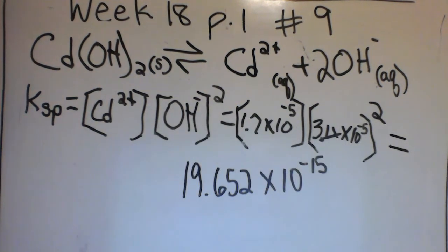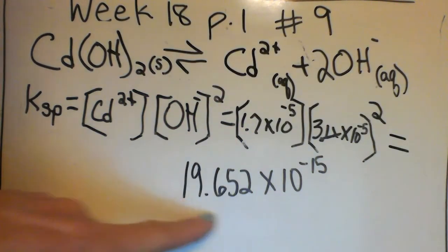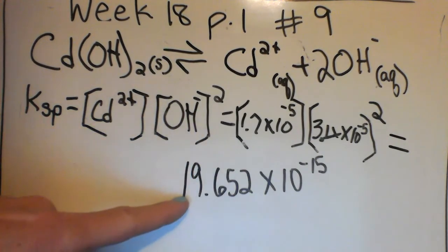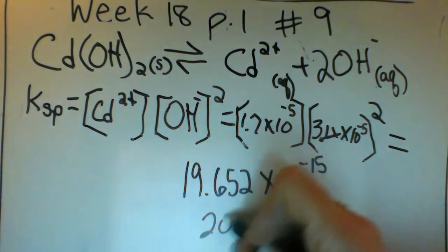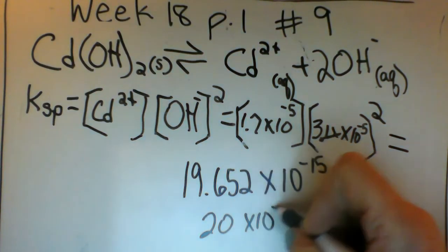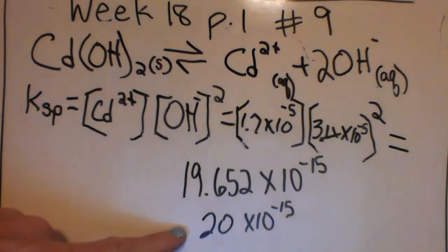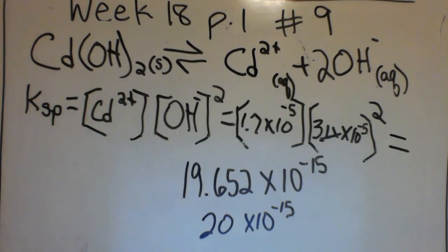19.652. Now when we look back in the problem, we see that the numbers we're given here have 2 significant digits. So we're going to take this to 2 significant digits, and that will cause us to round up and have 2.0, or 20 times 10 to the negative 15th. Now this is not yet correctly put into scientific notation. We have to put the decimal here, and that will give us 2 times 10 to the negative 14th.